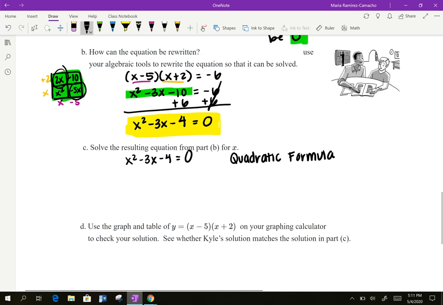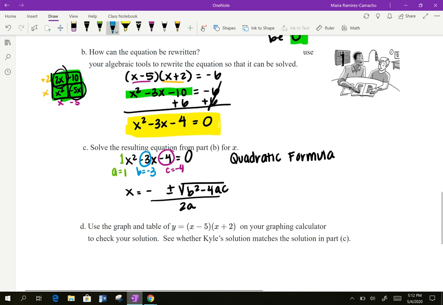So here's the song. Oh wait, no. First, let's figure out what A, B, and C are. So here, since we just have x squared, and x squared is equal to 1x squared, A is 1, B is −3, and C is −4. Here's the song. x is equal to negative b plus or minus the square root of b squared minus 4ac all over 2a.